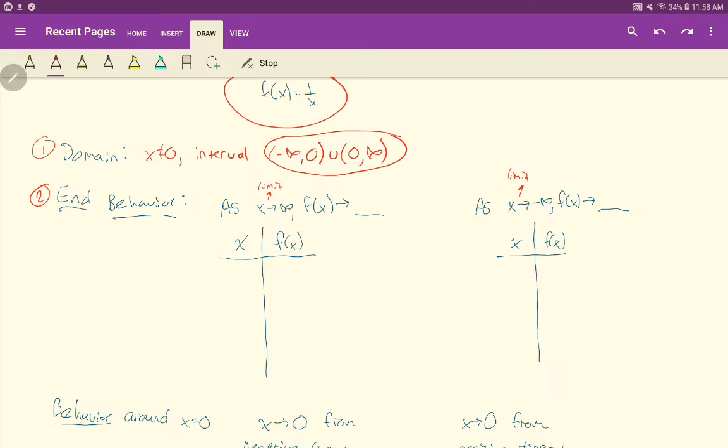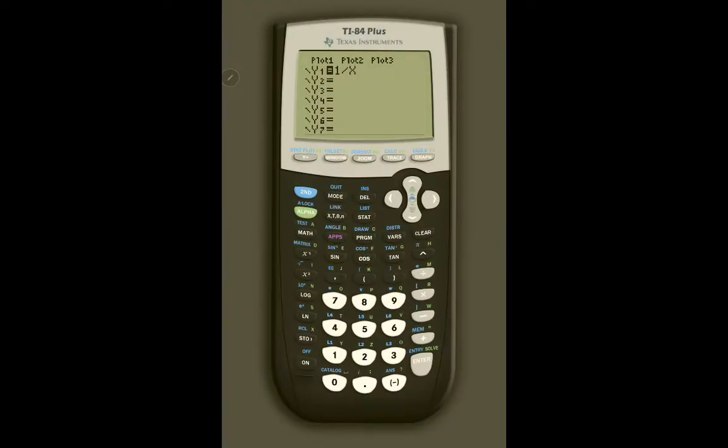Well, you just type in larger numbers for x. We could do 100, 1,000, and I can jump to 1,000,000 here. Just get really large numbers for x, and we'll see what our function values approach as we get really, really big. Okay, so let's go to our graphing calculator here. I already have 1 over x typed in.